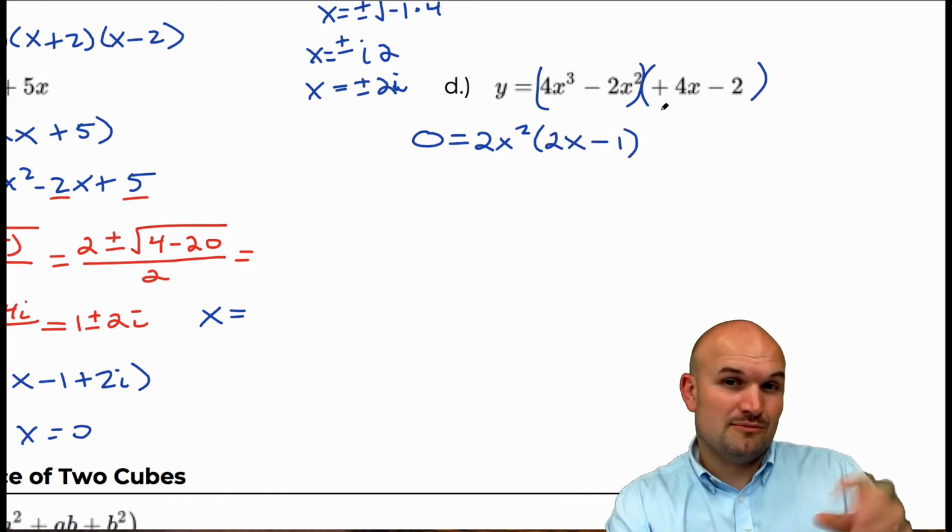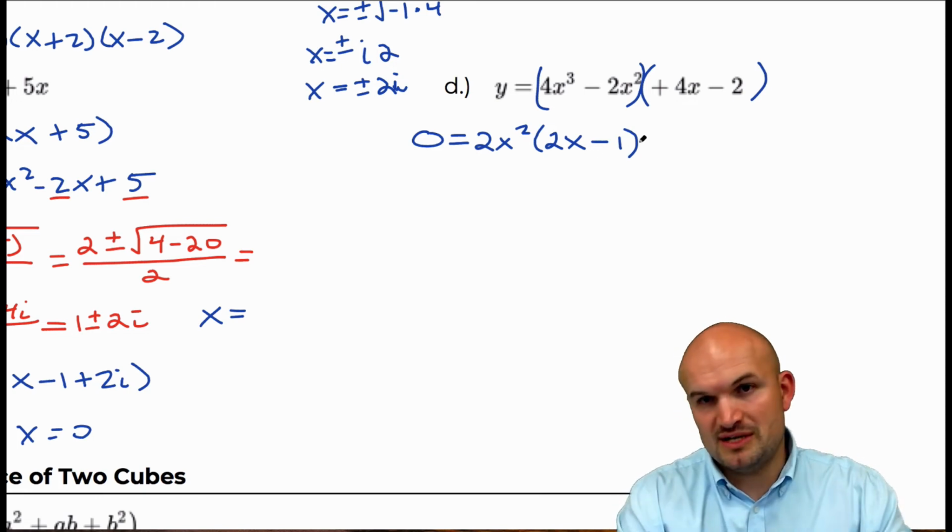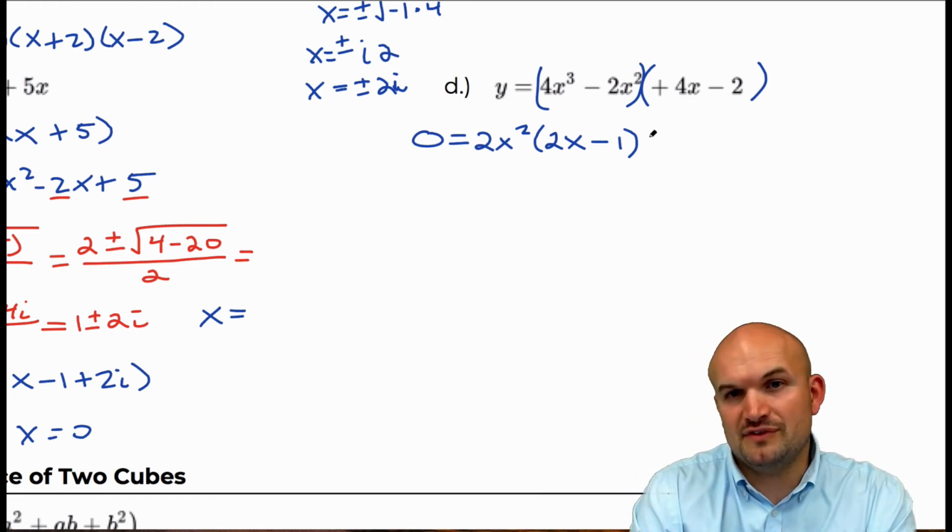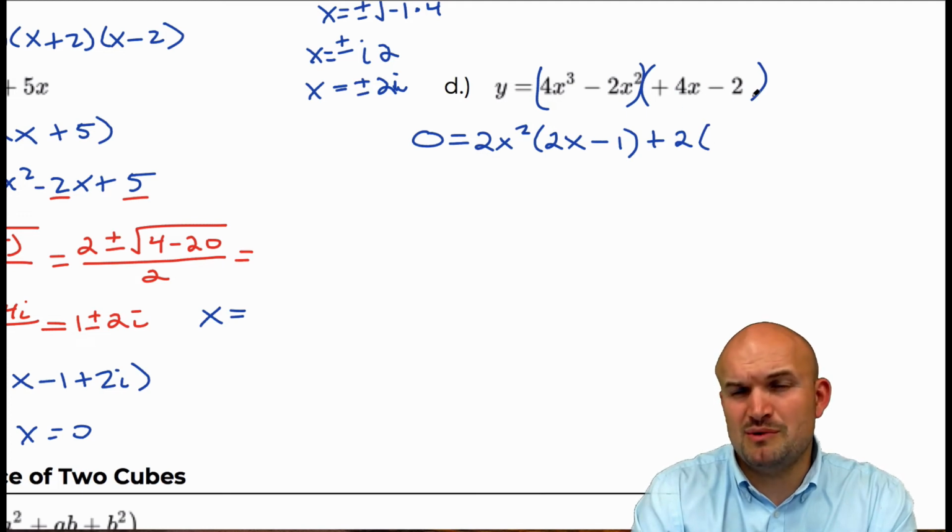And then again, now I'm looking for this common factor that's going to give me the 2x minus 1. Thankfully for this one, it's not too bad. It's just going to be a 2. So therefore, when I factor a 2 out, I'm left with a 2x minus 1.